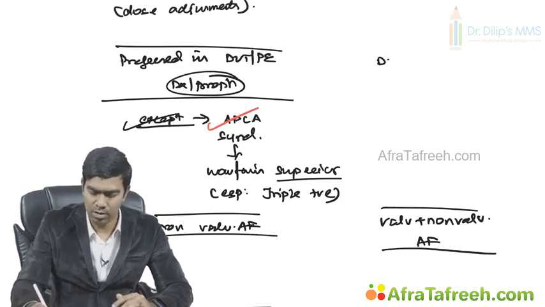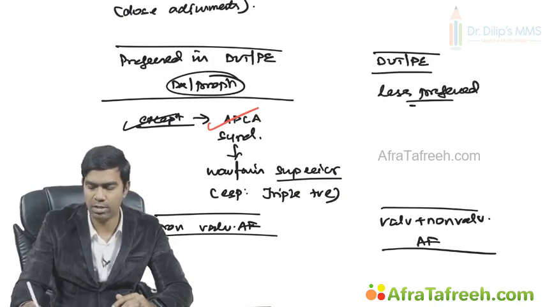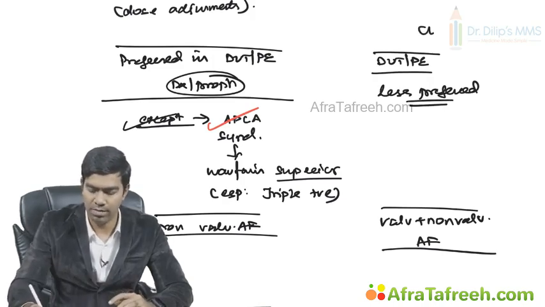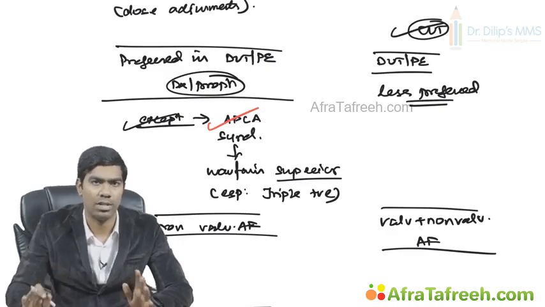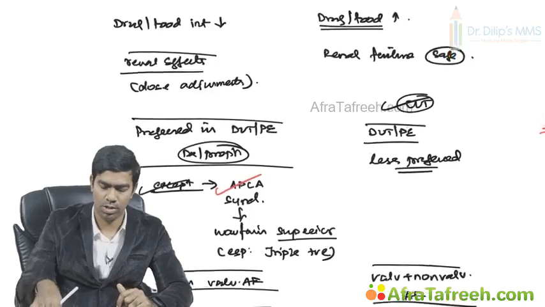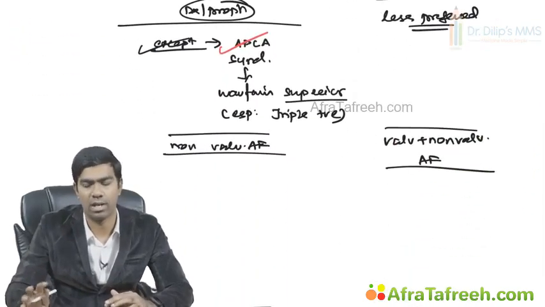At the same time, NOACs are also approved for DVT and pulmonary embolism, but less preferred except in the case of APLA. And remember, for CVT, only warfarin is approved as of now. NOACs are not yet studied for CVT, cortical venous thrombosis. Clear? So these are some of the major differences between heparin and warfarin.